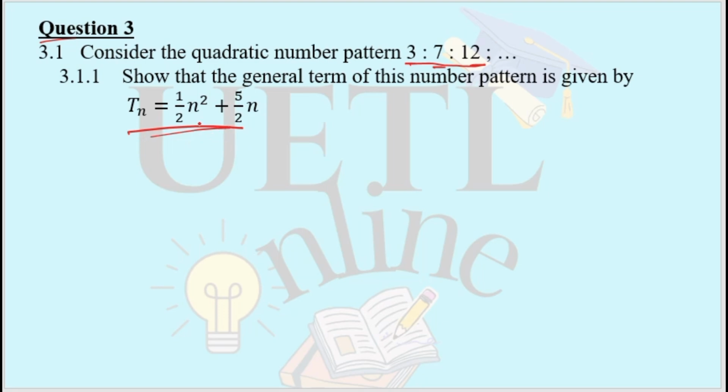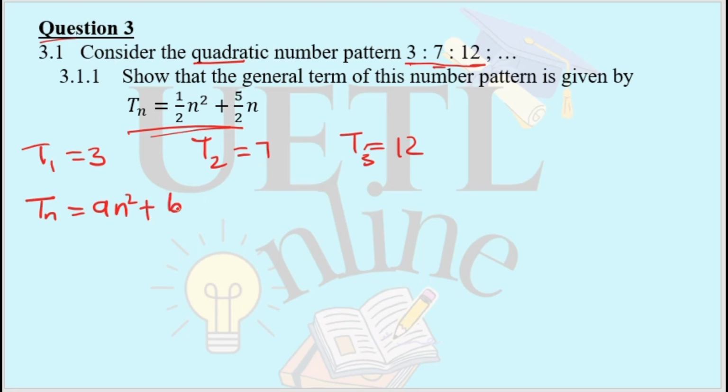We know that term number 1 is equal to 3, term number 2 is equal to 7, and term number 3 is equal to 12. Now we are going to write a quadratic expression for this. A quadratic expression is just a n squared plus b n plus c. This is going to be our quadratic.